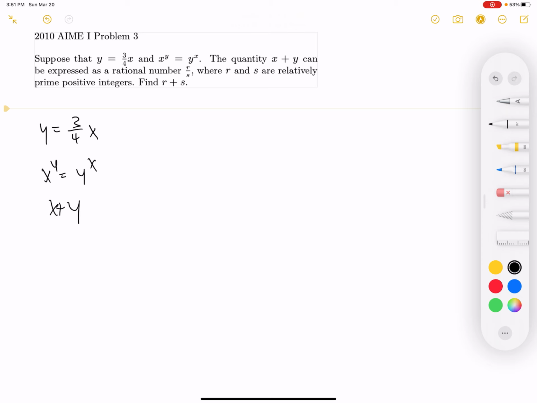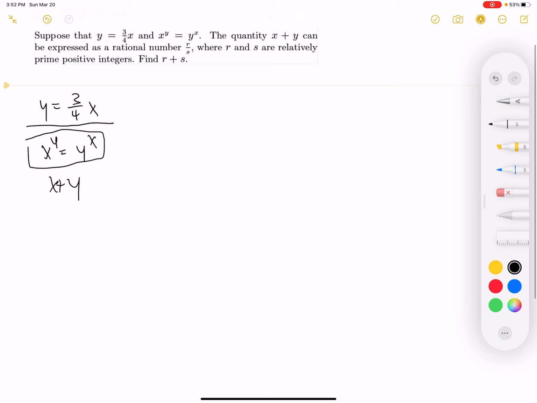The first thing that comes to my mind, and something that probably should come to your mind, is that since we already have from the problem that y equals 3/4 of x, why don't we just directly substitute y as 3/4 of x into this one? So let's just do that right now. Since y equals 3/4 of x, we have x to the 3/4 of x equals 3/4 of x to the power of x.